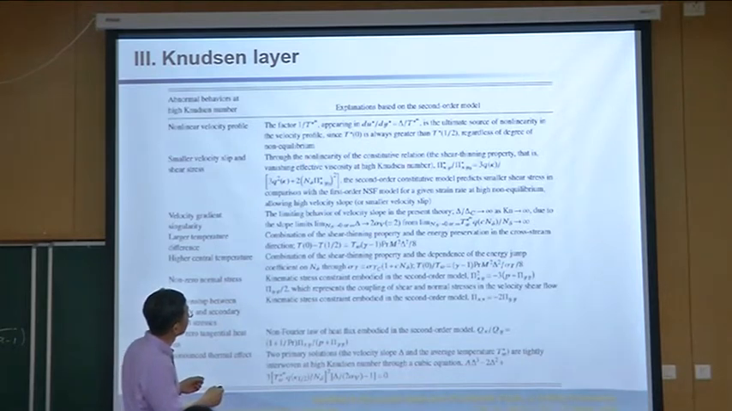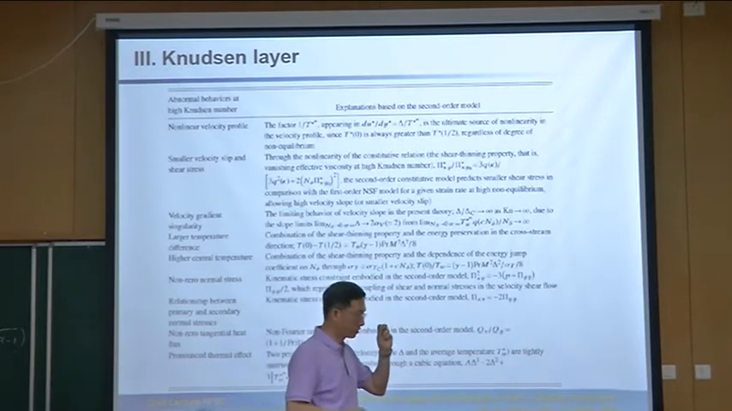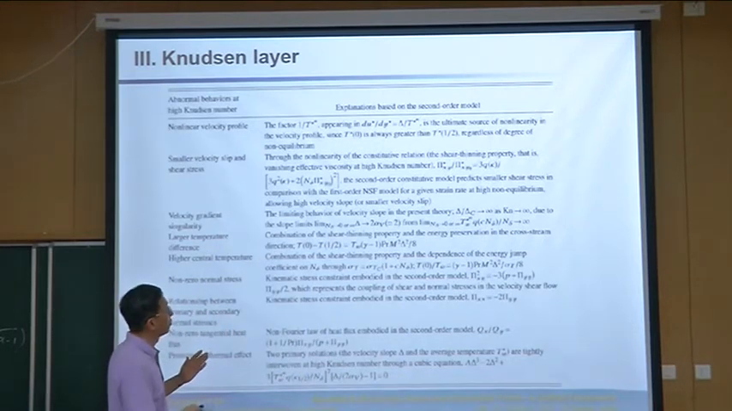Through the nonlinearity of the constitutive model, we call it shear thinning, meaning that shear stress is smaller than Navier-Stokes. Remember this term, shear thinning, very important. The opposite is shear thickening. Some fluids show shear thickening, but in rarefied gas, it is always shear thinning. Because of that, we have smaller velocity slip, which we call the Knudsen layer effect. The vanishing effect of viscosity at high Knudsen number is like this. Remember this one: the second order constitutive model predicts smaller shear stress in comparison to Navier-Stokes.